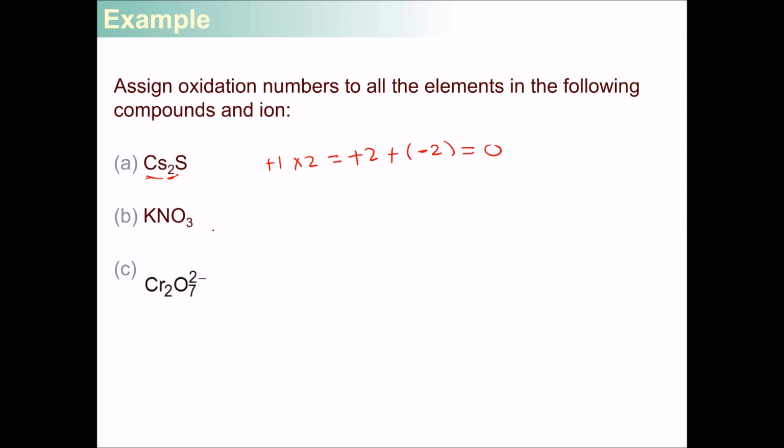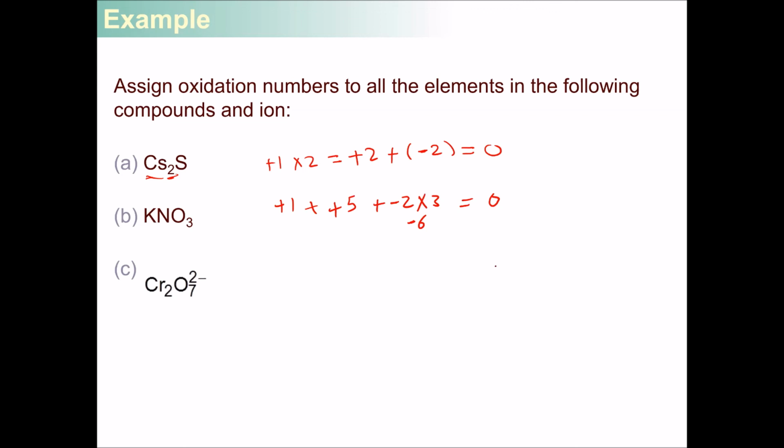Potassium nitrate. Potassium is group 1, so it's +1. Oxygen is -2, but we have 3 of that, so we have here -6 for the 3 oxygens. Those have to add up with a number to make the whole compound neutral. That number here clearly has to be +5 for the nitrogen.